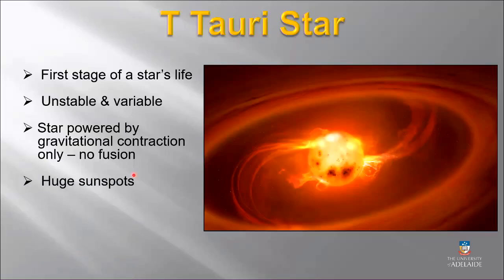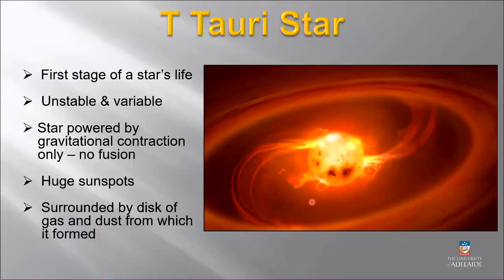They've got huge sunspots on them, and that's one of the reasons they're quite variable, as the sunspots rotate on the rapidly rotating star. And they're surrounded by a disk of dust and gas, as on the previous image, from the nebula in which the star was formed.